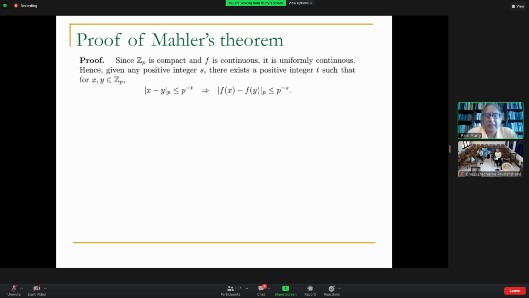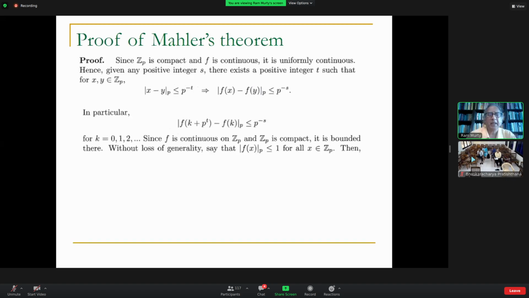Since Z_p is compact and f is continuous, it is uniformly continuous. So given any positive integer s, there exists a positive integer t such that x minus y being close implies f of x minus f of y being close. And what does this say? It says that if x and y differ by a power of p, then we can translate this condition to say that |f(k + p^t) - f(k)| is less than or equal to p^(-s).